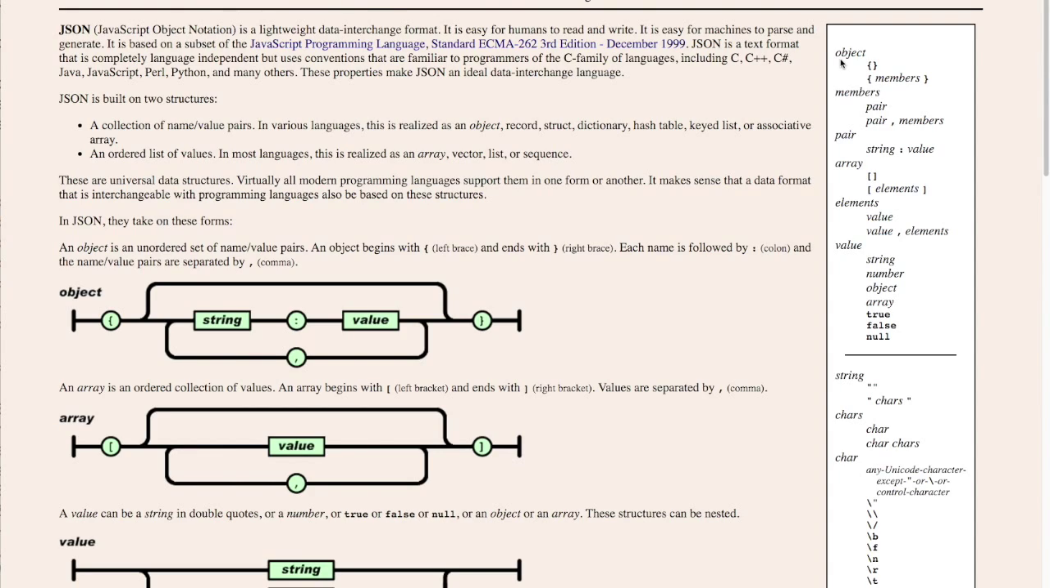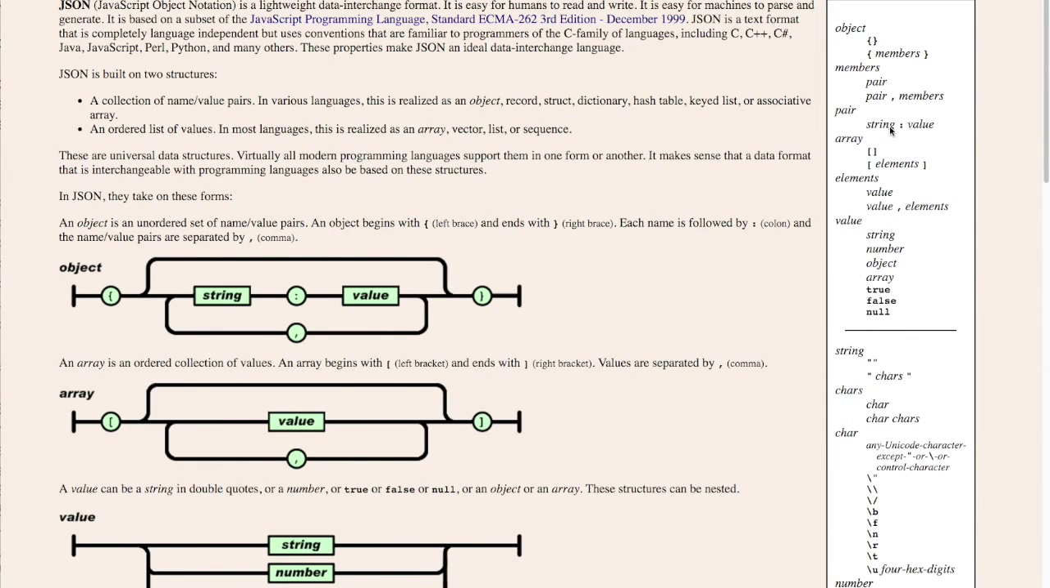So here you can see it says a JSON object is this thing called an object, and an object is open and close braces, which is an empty object, or open and close braces with some members inside. Now what are members? Members is just a pair, or a pair followed by more members. So you can see the circular definition. If you apply what a member is, you expand back to a pair followed by more members, or just a pair, right? And then what is a pair? It's a string and a value separated by a colon, okay? Important that this be a string.